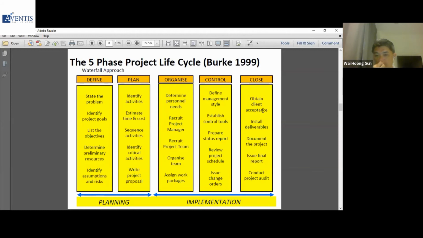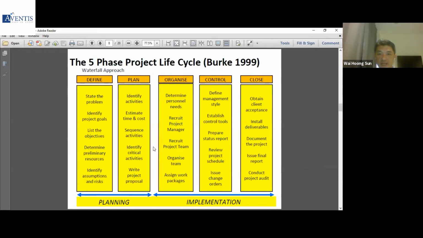So what does closing a project mean? Obtaining client acceptance, ensuring you deliver all the deliverables that are needed, documenting the project, final report, and project audit. So try to determine what has gone well in the project, what can be done better, so that this can be future learnings for other projects.